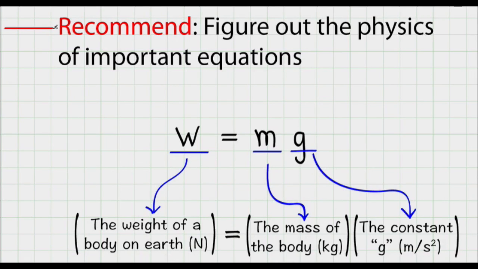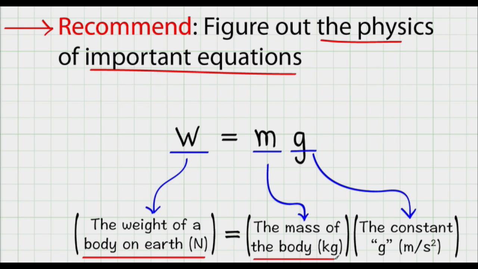Now, as always, I recommend figure out the physics of all important equations. So for the equation W equals mg, here's one way to describe the physics. The weight of a body on Earth is exactly given by the product of the mass of the body times the constant g. That's it.